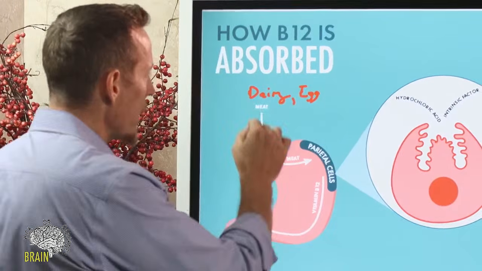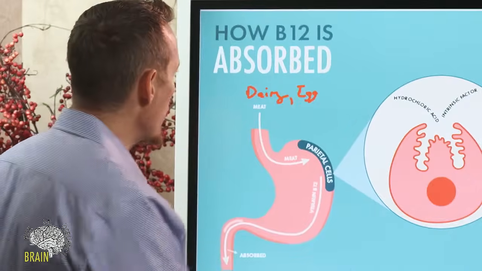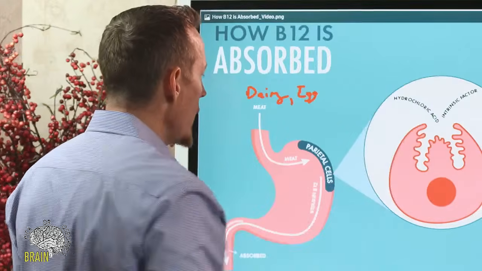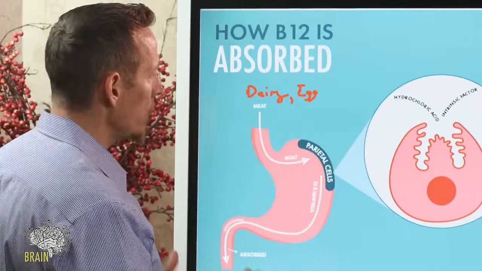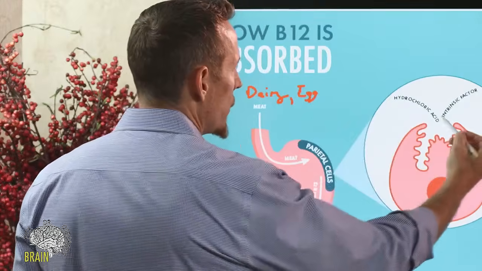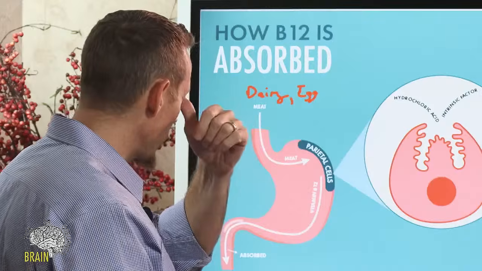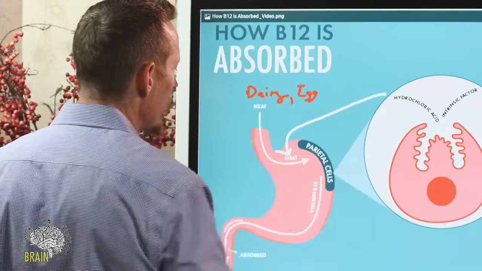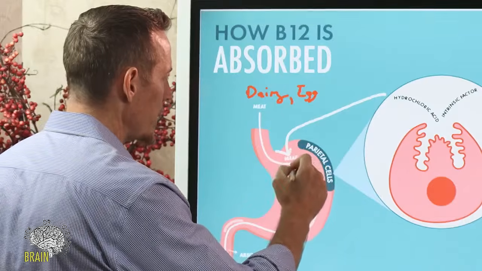In this diagram, I've got meat coming into the stomach. One of the things that happens when you have that meat there is you have these parietal cells that line the stomach. These parietal cells do a couple of different things. They produce hydrochloric acid, and they produce intrinsic factor, or IF. Why is this important? Because the acid breaks the vitamin B12 off of the meat. It cleaves it, if you will.